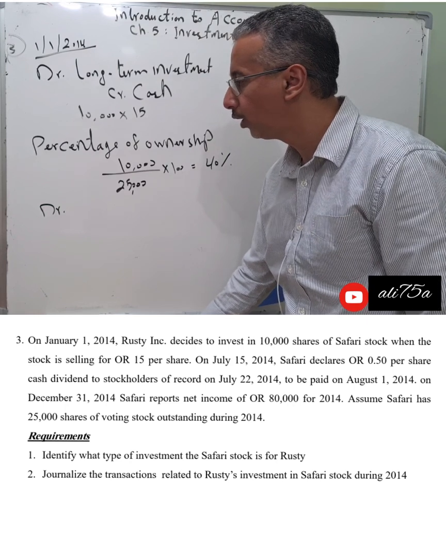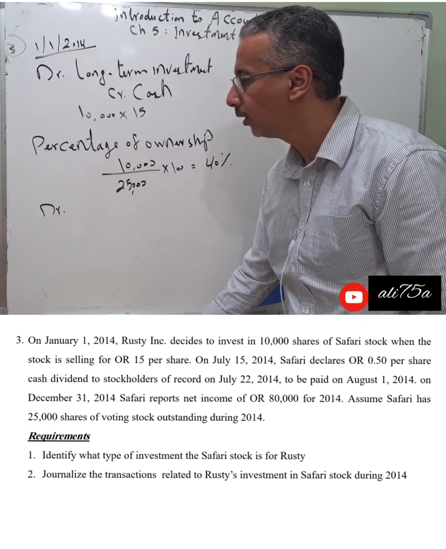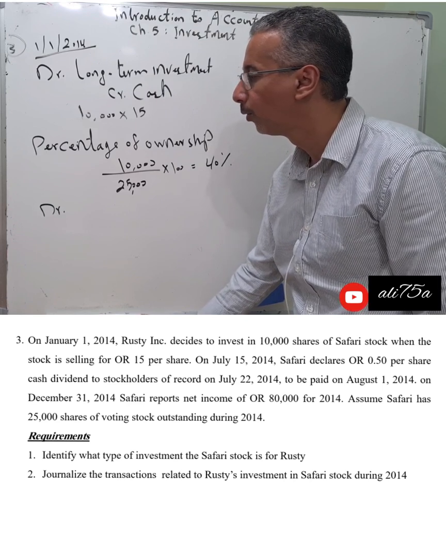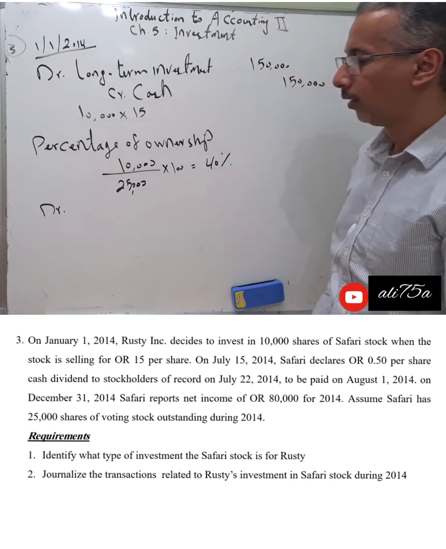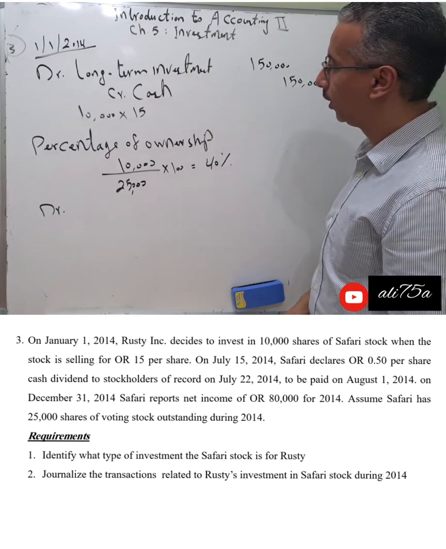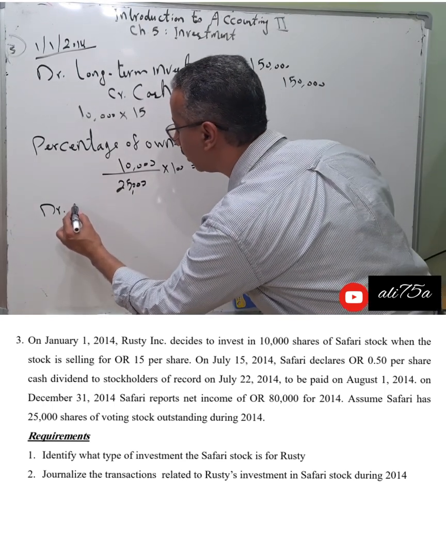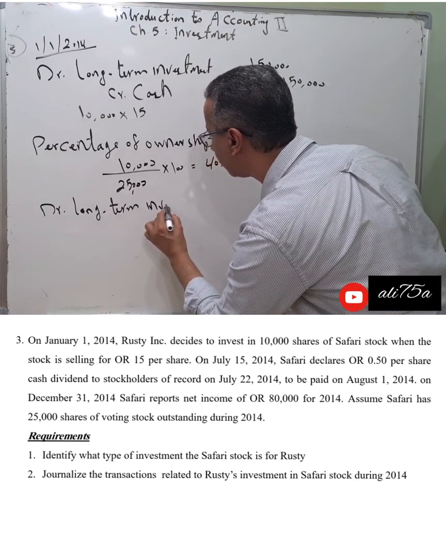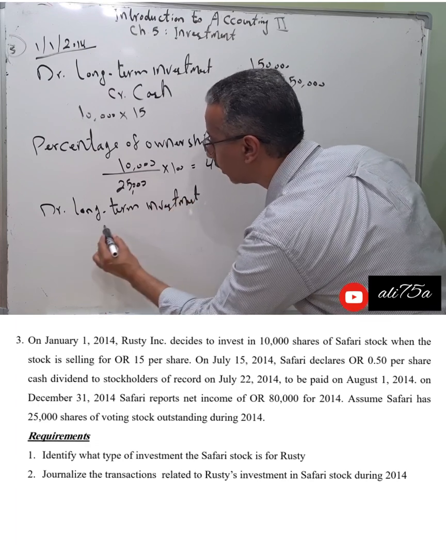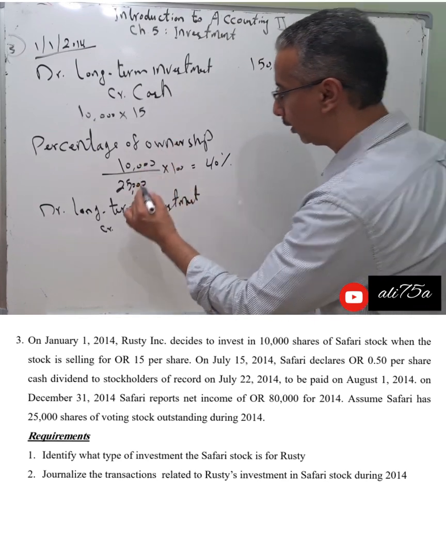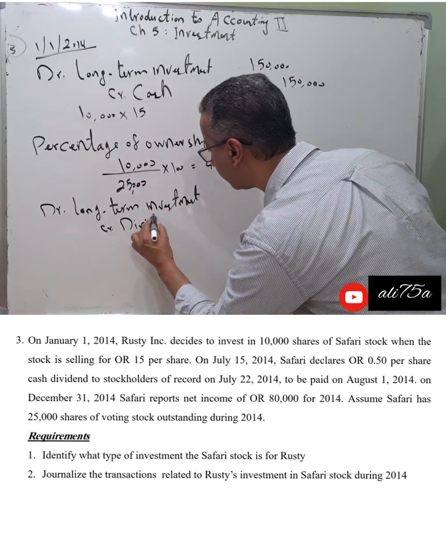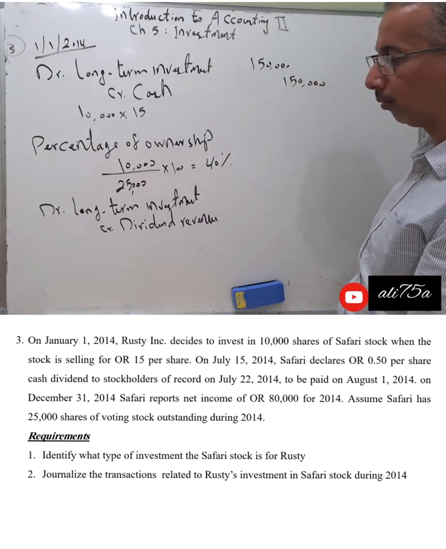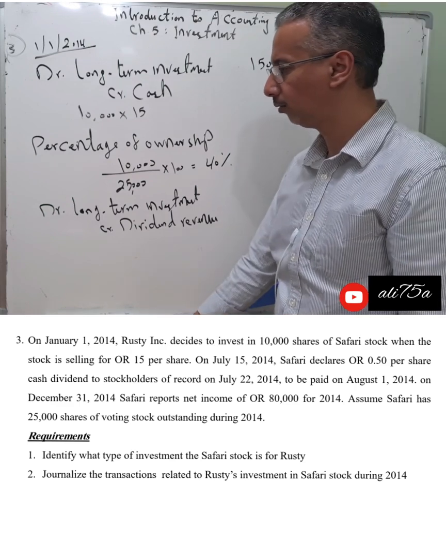The first journal entry is when they declare the revenue. We have to add to the investment here: debit, long-term investment, credit, dividend revenue. When the company declared that amount, we have to record it, but here we don't have both.